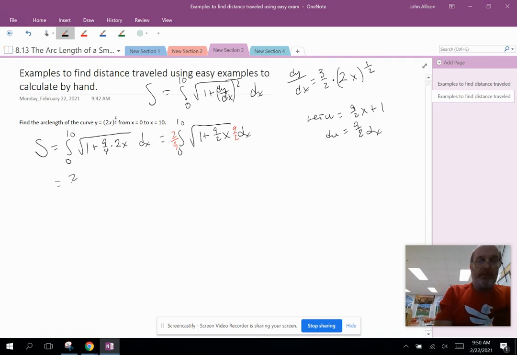It's going to give me 2/9 times the integral, so let's do our u substitution and change our limits. When x is 0, u is going to be 1. And when x is 10, u is going to be 9 halves times 10 plus 1. That's 90 halves, or 45, plus 1. So yes, that's 46. And that's going to be the integral of u to the 1/2 power du.